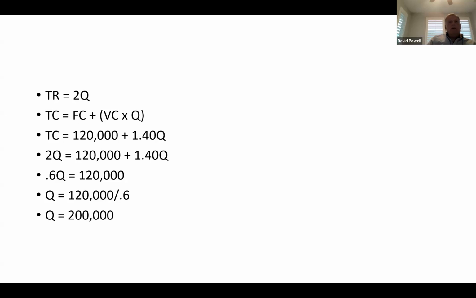We know our break-even point is the point at which our total revenue is equal to our total costs. So our total revenue is 2Q, so that goes on the left side of the equation, equals $120,000 plus 1.4Q. From that point, it's just very quick and easy arithmetic. Your eventual goal is to isolate Q, the amount that you are creating. So you subtract 1.4Q from 2Q. That gives you 0.6Q equals $120,000. To isolate the Q, you divide both sides by 0.6. Q then equals 120,000 divided by 0.6, or Q equals 200,000.